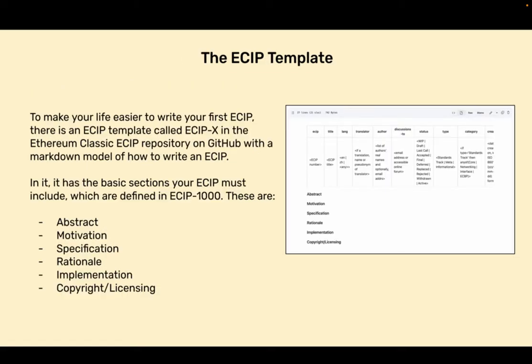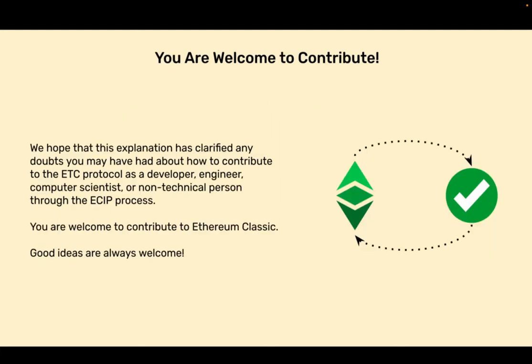The ECIP template. To make your life easier to write your first ECIP, there is an ECIP template called ECIP X in the Ethereum Classic ECIP repository on GitHub with a markdown model of how to write an ECIP. In it, it has the basic sections your ECIP must include, which are defined in ECIP 1000. These are an abstract, your motivation, specification of your idea, the rationale, the logic behind it, implementation with code or mathematical proofs, and then copyright and licensing.